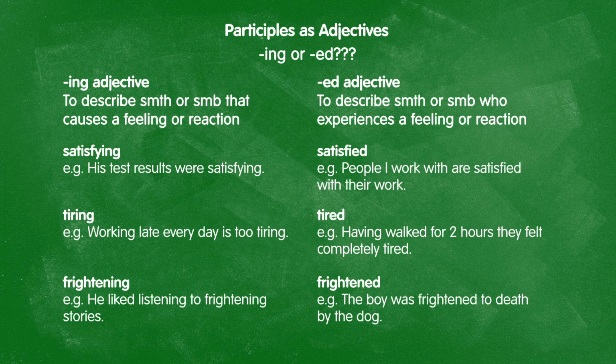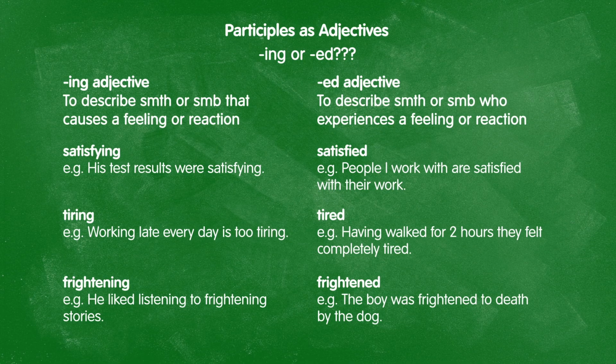What about tiring and tired? For example, in the sentences, working late every day is too tiring. Or, having walked for 2 hours, they felt completely tired. Here, again, I'm describing working too hard, and I'm saying that it is tiring. I think it is tiring. But if I say that after walking for 2 hours, I am tired, or we are tired, or they are tired, we're talking about experiences that we, they, or I am having.